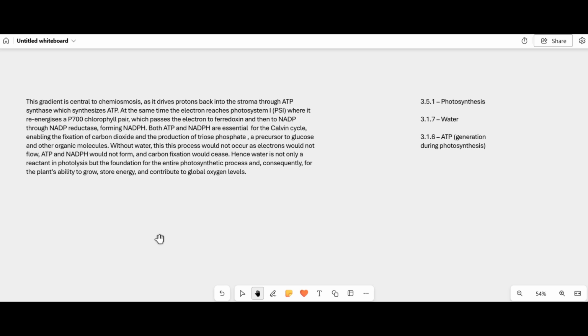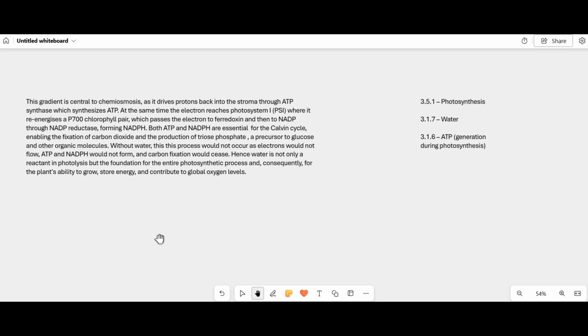So this is more A-level part. I talked about a little extra information there, NADP reductase. And now you're going to add the little A-level part to back it up here. So you're going to talk about the Calvin cycle, enabling fixation of carbon dioxide, as the production of triose phosphate, a precursor to glucose and other organic molecules. That's obviously from the respiration part of A-level.